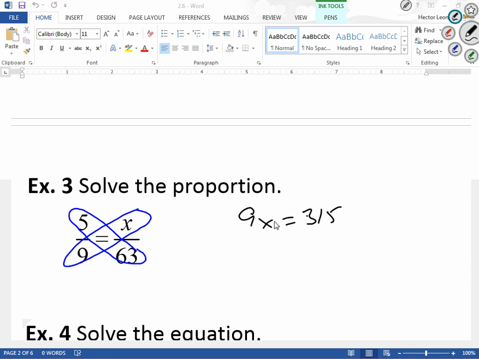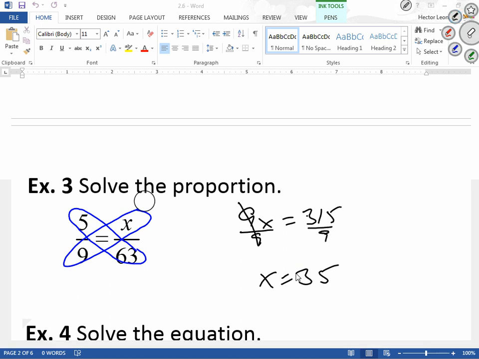To get the x by itself, let me divide both sides by 9, right? Because that way I get rid of the 9 in front of the x. Because 9 divided by 9 is 1x. All right, now 315 divided by 9 gives me 35.